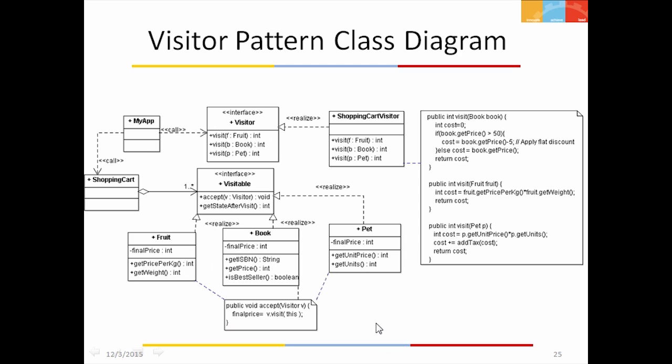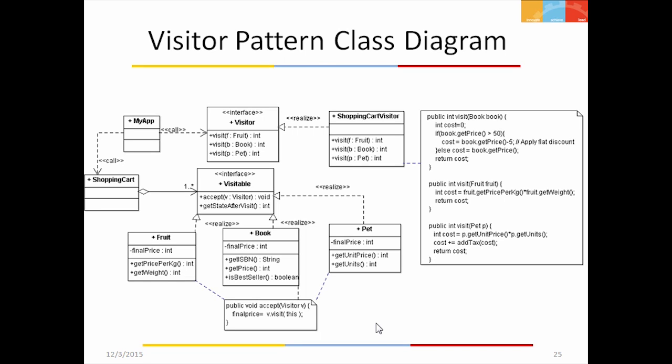So let's look at an example of calculating the prices here. Let's look at this complex class diagram more carefully. At the top there is this interface, which is the visitor interface, and there is another interface called the visitable interface. The visitor interface has methods like visit.